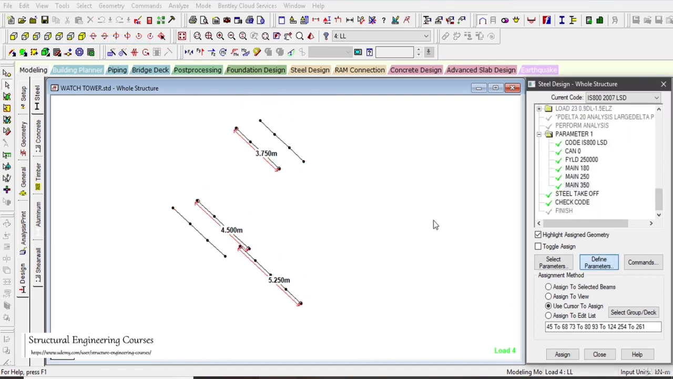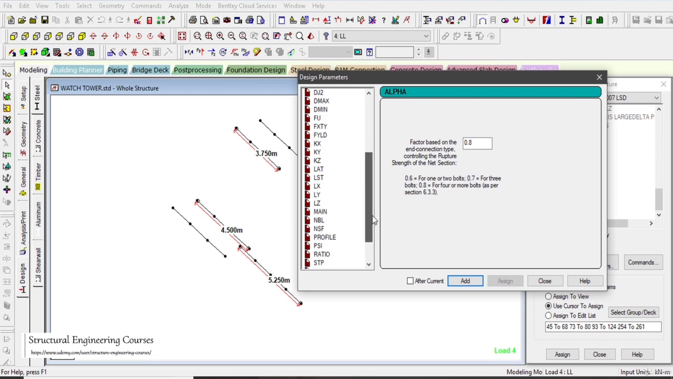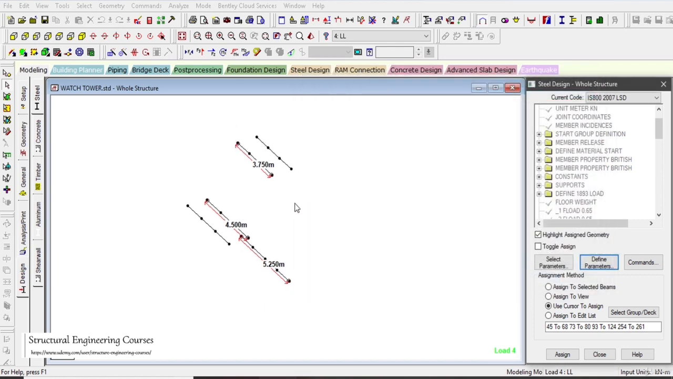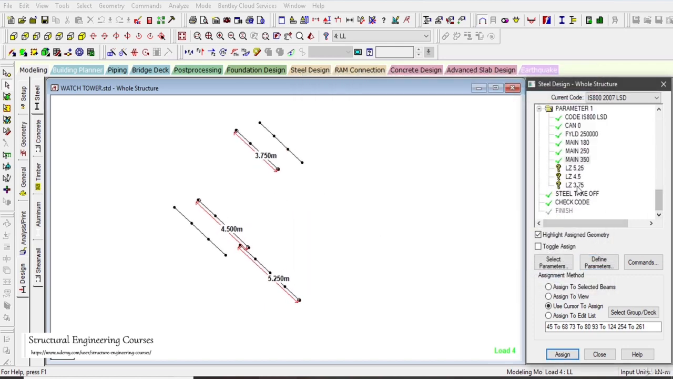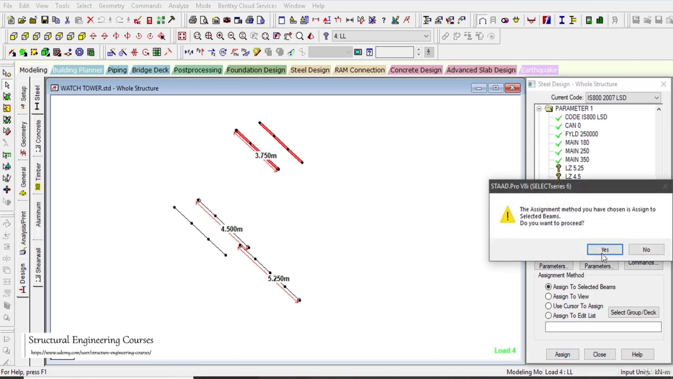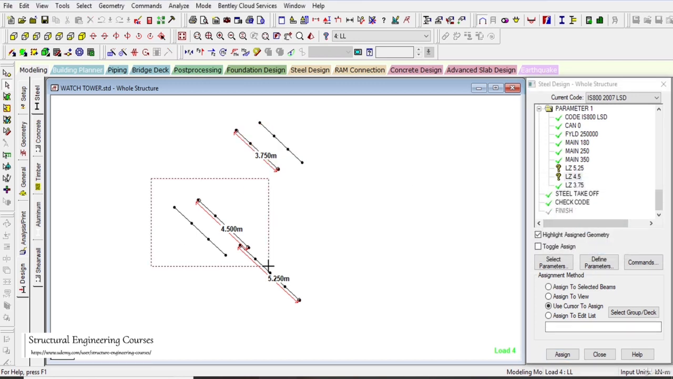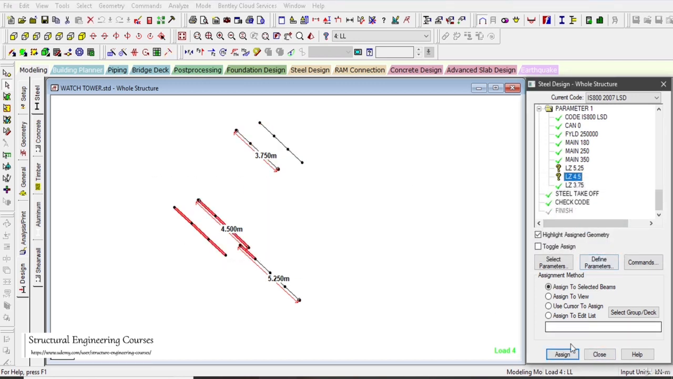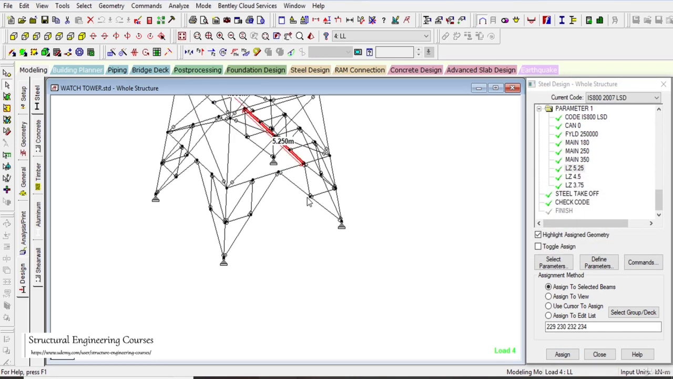So we need to enter here LZ as 3.75 and 5.25. So we can select LZ 3.75 for these two members, 4.5 for these two members, and 5.25 for this member here. We also need to check whether we need the LY command also.